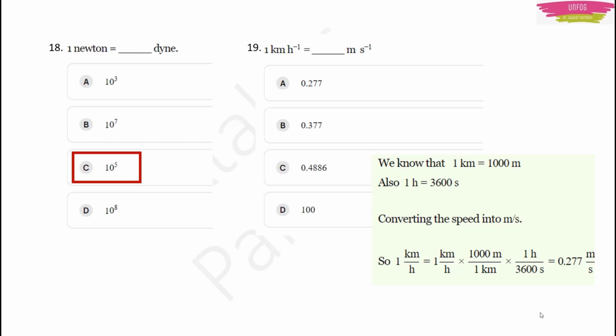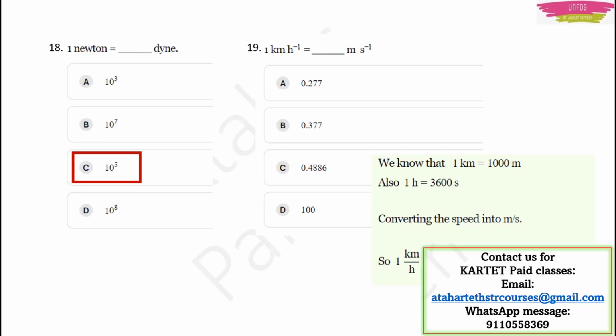It is per hour, right? So 1 kilometer per hour means 1 kilometer by hour. In place of kilometer, I have written 1000 meters and in place of hours, I have written 3600 seconds. If you do the mathematics here, if you do cancellation and division and all that, you will get this answer: 0.277 meter per second. I have given you the typed answer here. You should do it by yourself and let me know whether my answer is correct or not.